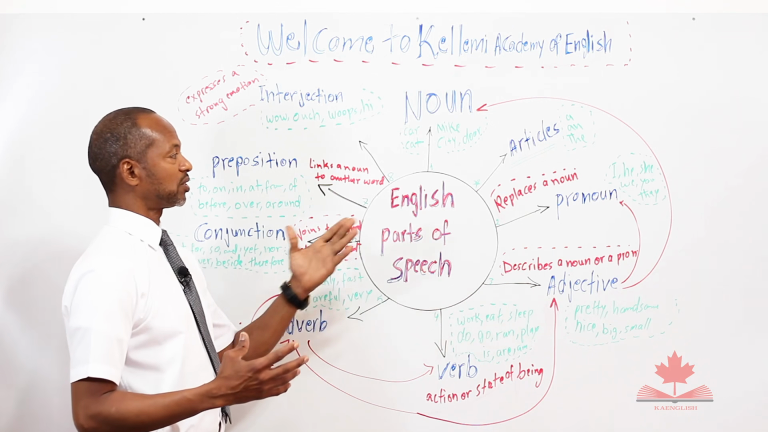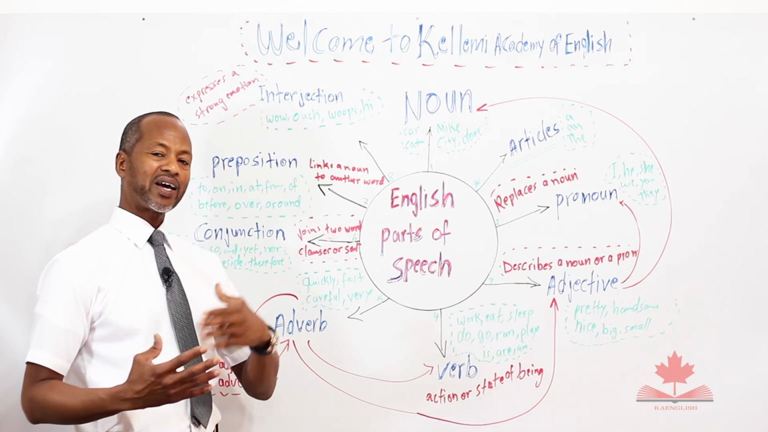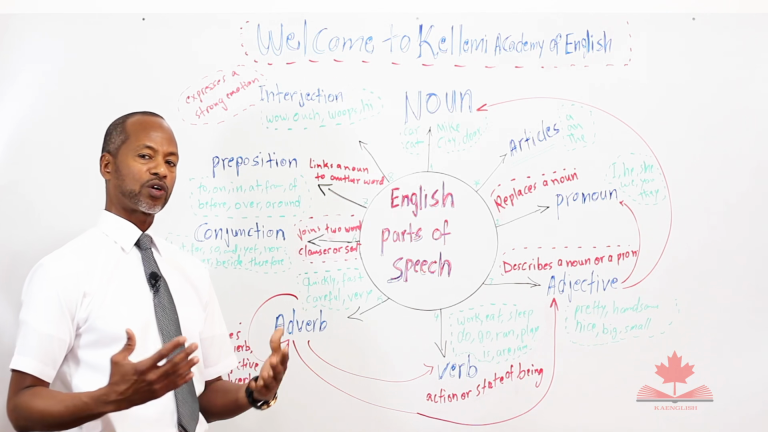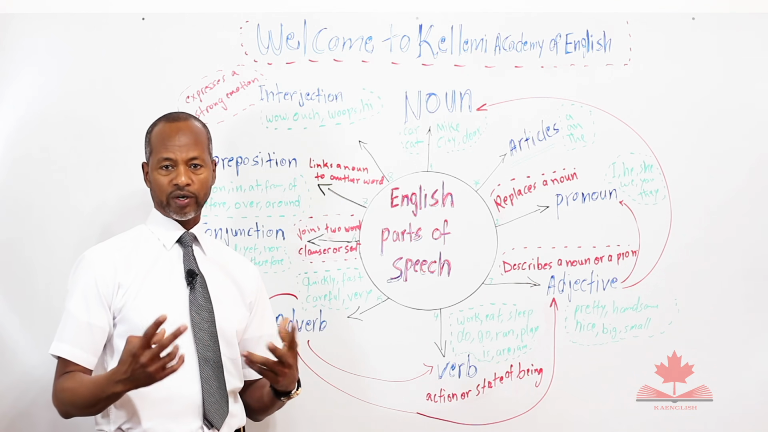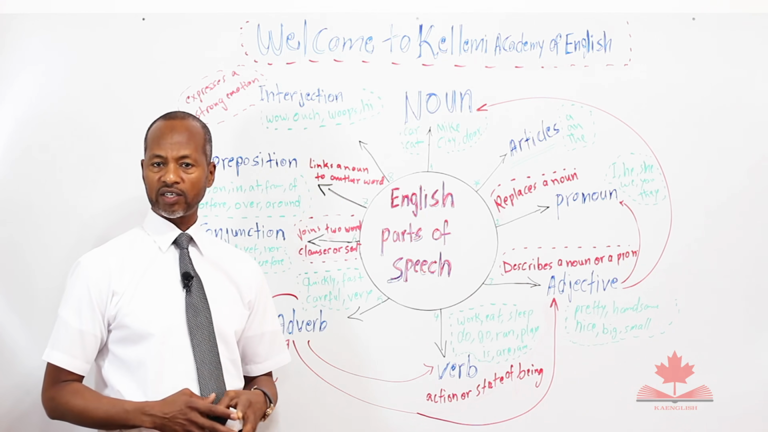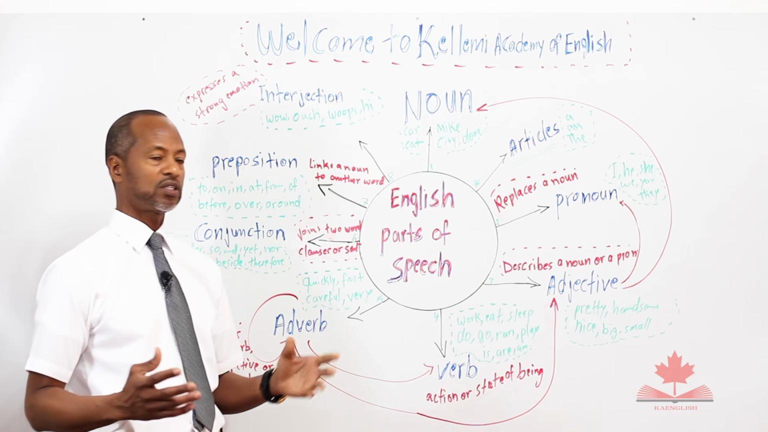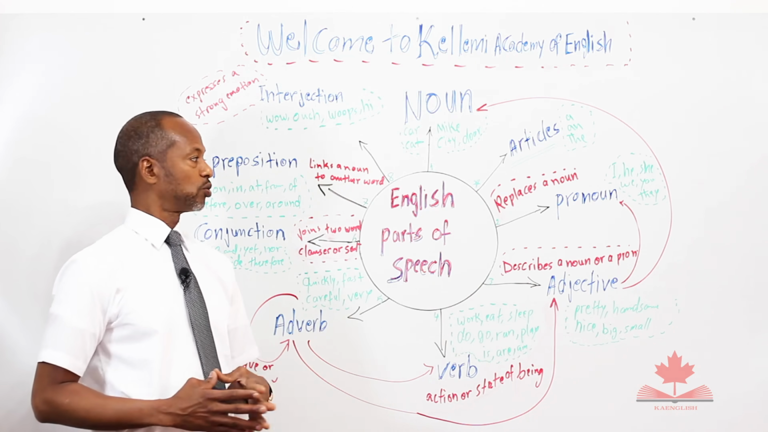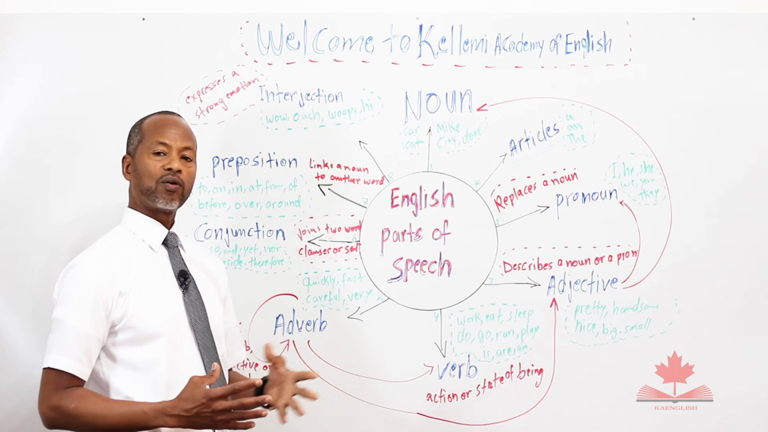Okay. The second thing here is not a part of speech basically, but I add it because it's very important. When we talk about nouns, we always talk about articles. We get 2 articles in English: definite article and indefinite article. So we are going to talk about them in detail in separate videos.